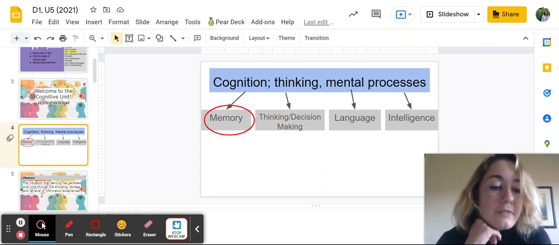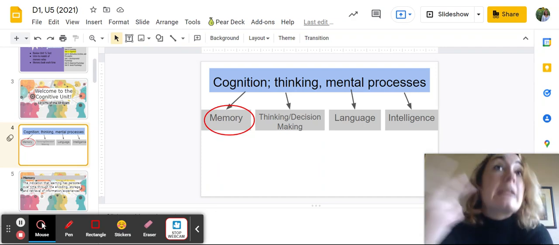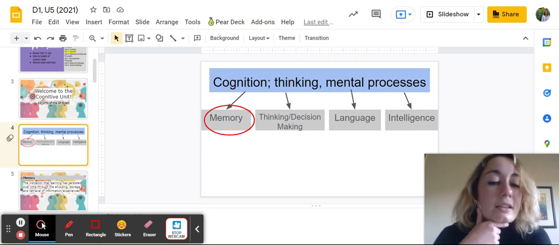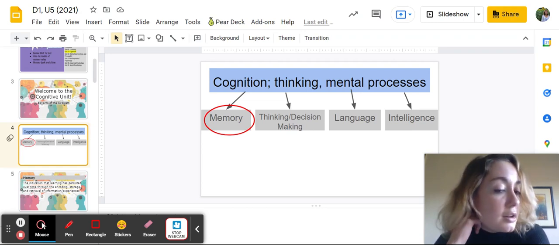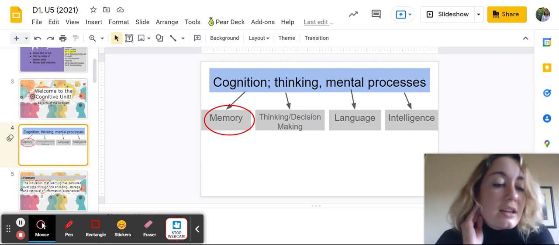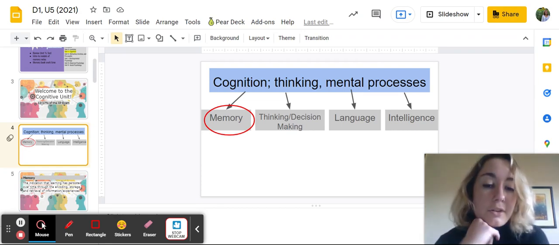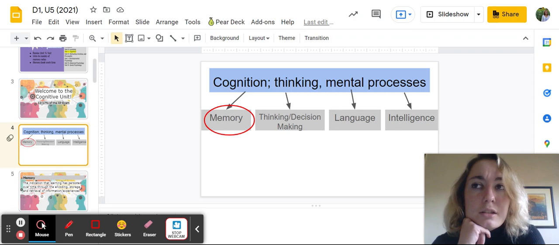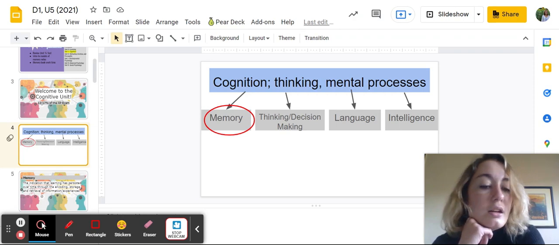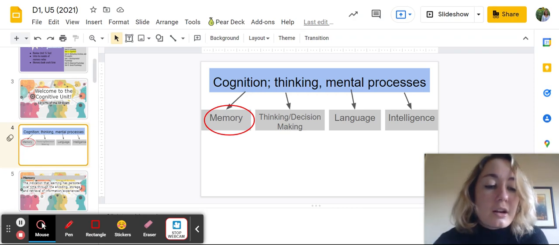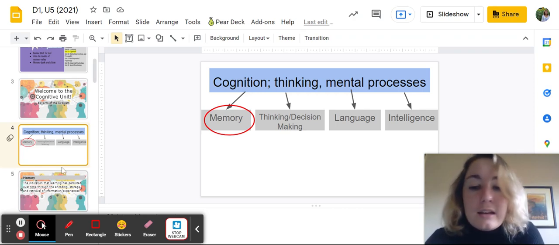It encompasses decision making, which is why we talk about thinking happening in the frontal lobe and prefrontal cortex. It encompasses language. It encompasses intelligence and a multitude of other things. But these are the ones that we're going to mainly talk about. Language, we'll talk about a little bit more in the developmental unit, so you won't see that here, but the rest we'll talk about in here a bit.